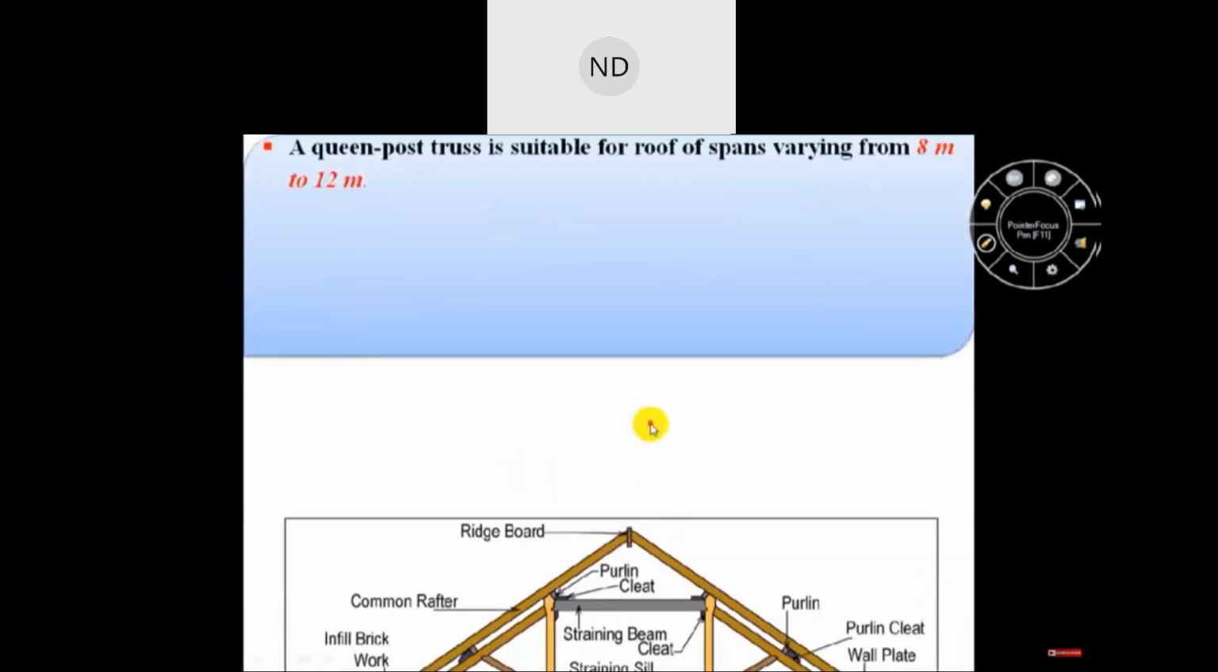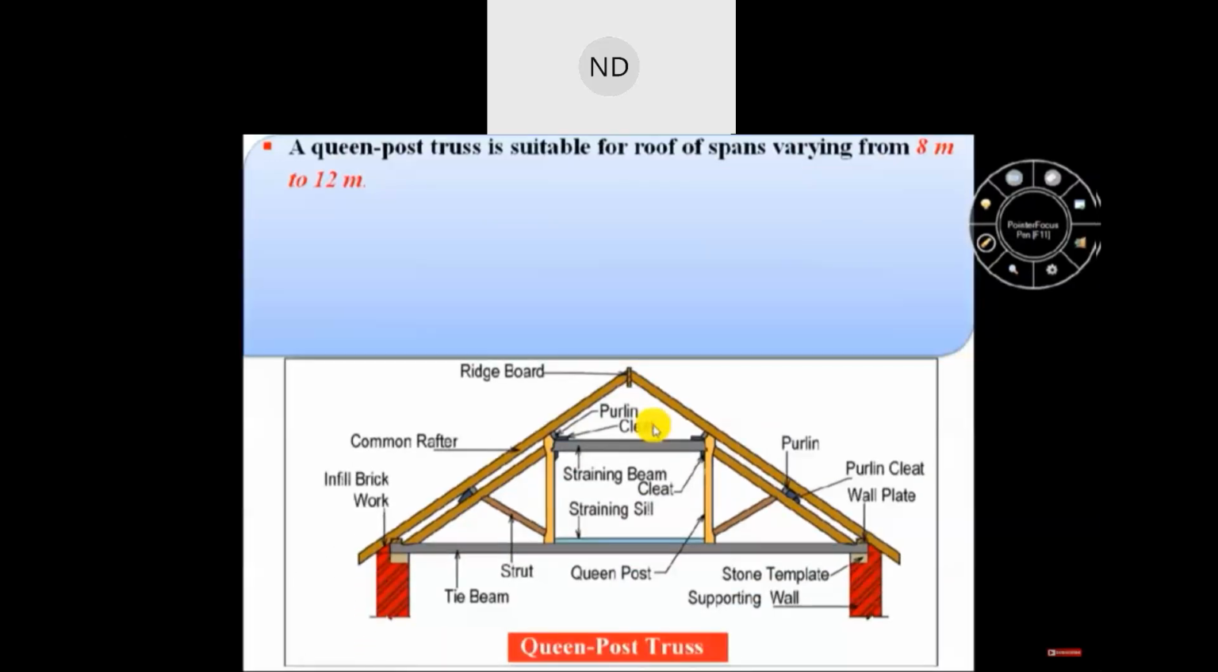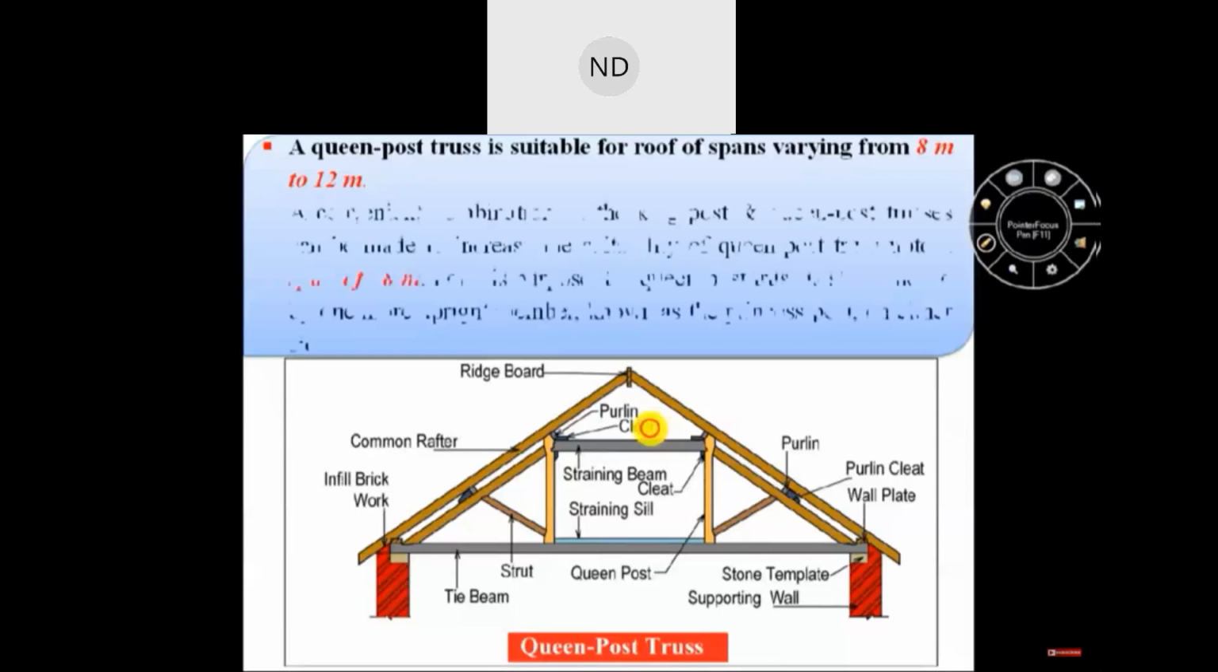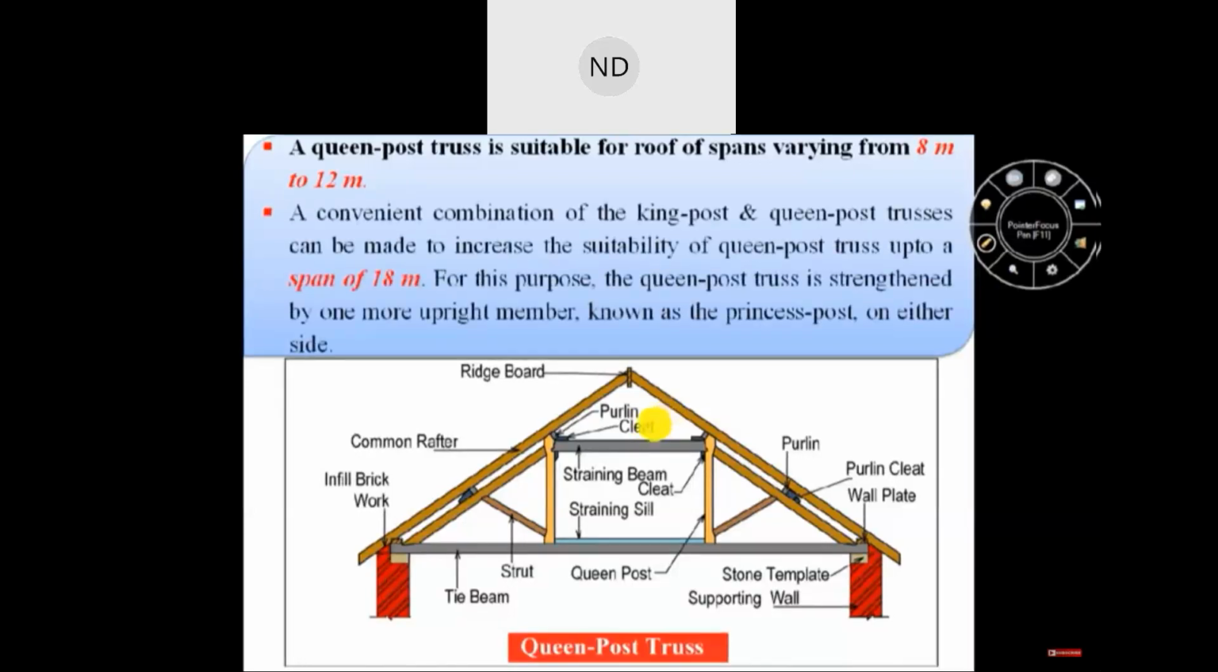This queen post truss is suitable for roofs of spans varying from 8 meters to 12 meters. A convenient combination of the king post and queen post trusses can be made to increase the suitability of the truss up to a span of 18 meters. For this purpose, the queen post truss is strengthened by one more upright member which is known as the princess post on either side.